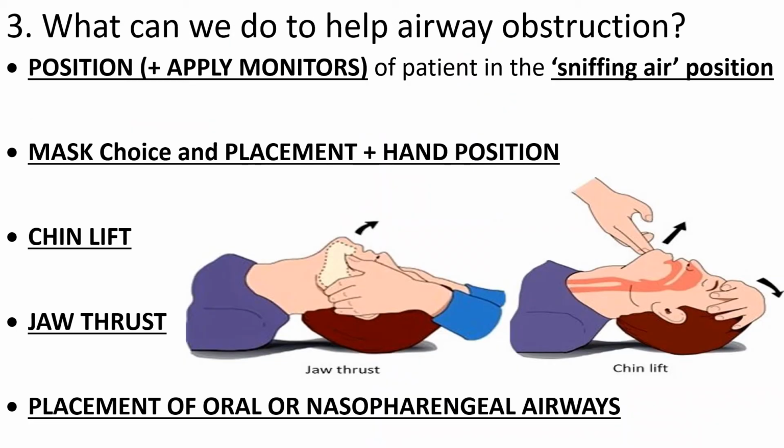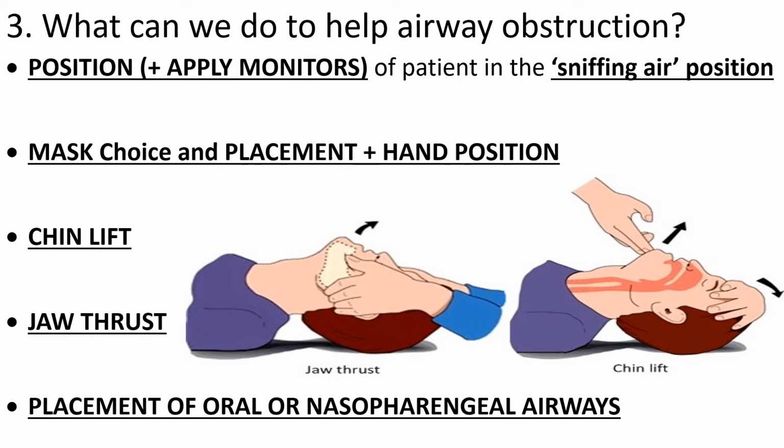What can we do to help airway obstruction? So first of all, if a patient's coming into theatre, make sure they're correctly positioned on the theatre bed. Apply all the monitors to make sure that they're all working and they're getting good signals, good clear pictures, and your alarms are all set correctly. And you want to ask the patient to be in that sniffing the morning air position, and we'll go through that in the practical elements of the course later.